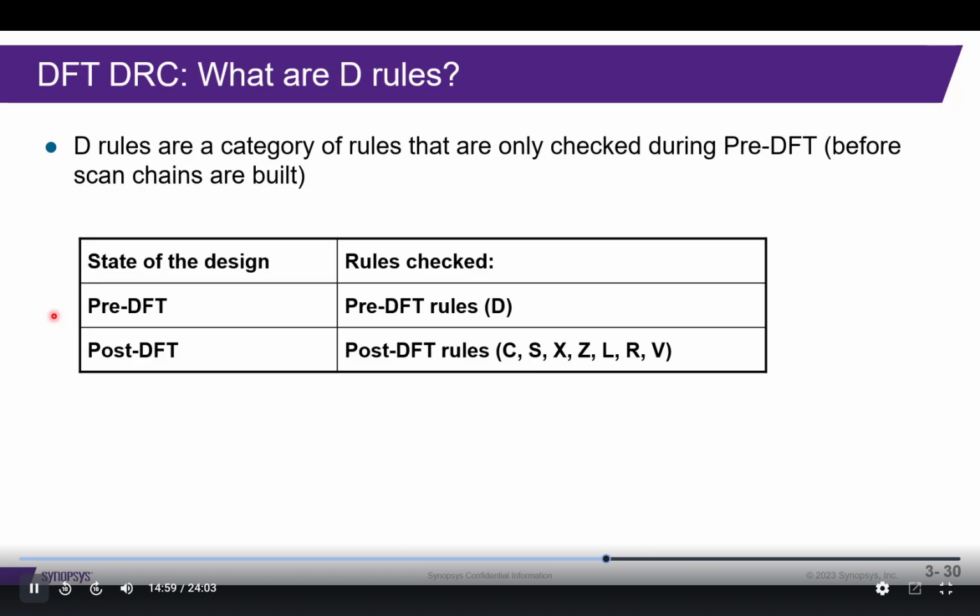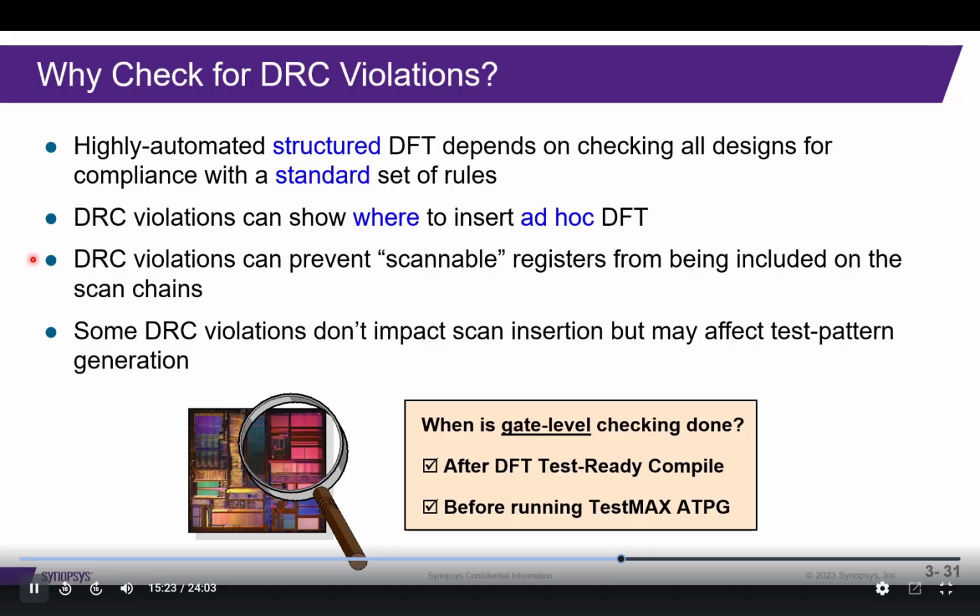During pre-DFT DRC, the tool checks for D rules. The D rules are a category of rules that are checked before scan chains are built. After DFT insertion, the post-DFT rules are checked, namely C, S, X, Z, L, R, V, and etc. The purpose of checking for DRC violations is to enable highly automated structured DFT. We need to check all designs for compliance with a standard set of rules. DRC violations can show where to insert ad hoc DFT. DRC violations can prevent scannable registers from being included onto the scan chain. Some rule violations do not impact scan insertion, but could affect test pattern generation.